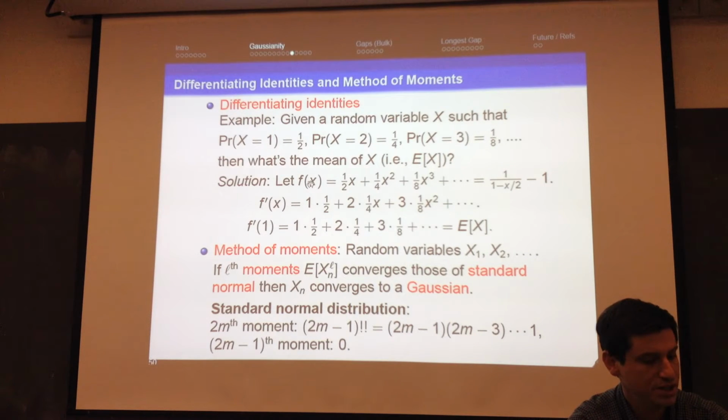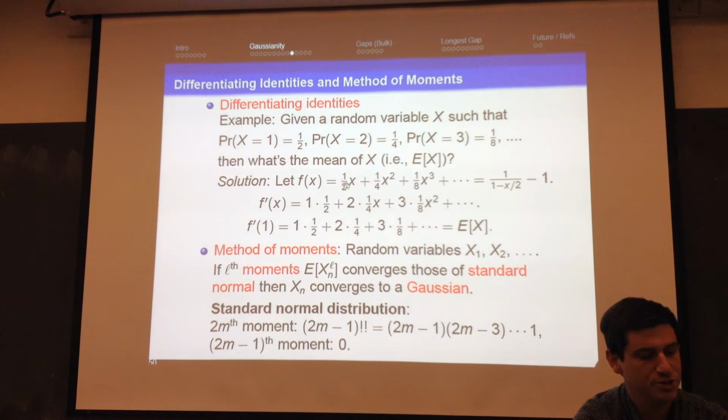Well, we saw we could calculate the mean if we have a generating function like this: 1/2 x plus 1/4 x squared plus 1/8 x cubed, etc. We have a nice expression in terms of x. We differentiate, we get 1 times 1/2, 2 times 1/4, 3 times 1/8. And now if we just set x equals 1, we get the mean.